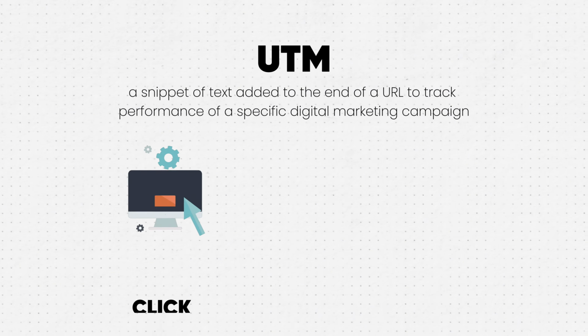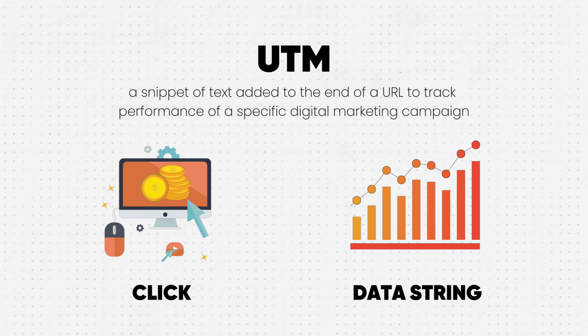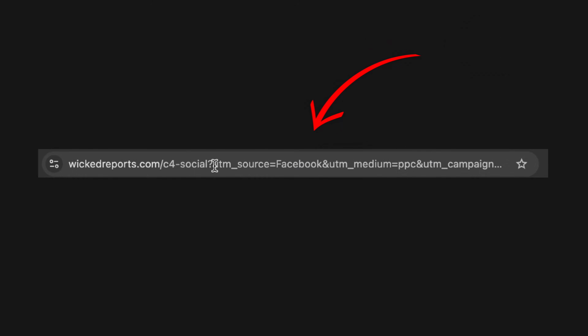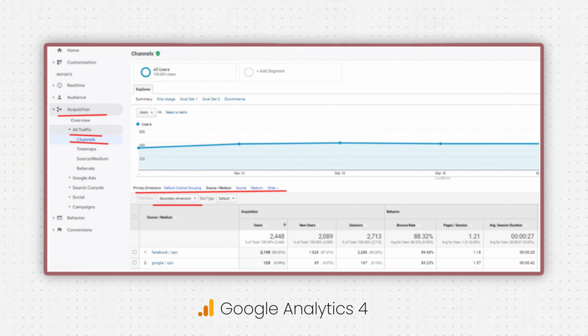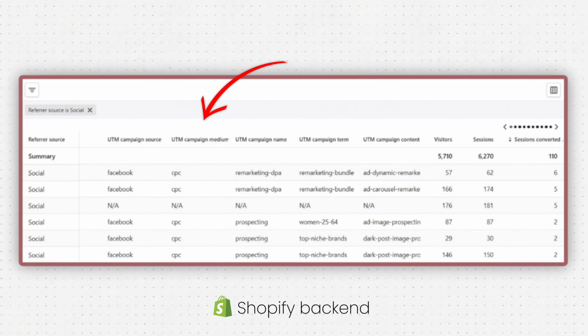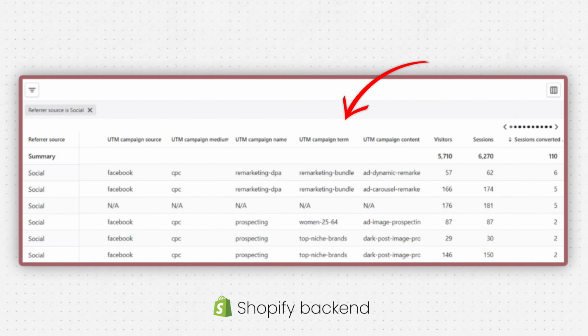UTMs or URL parameters are used to mark each click with a data string, which usually appears in the URL after the click. If you've been browsing on your computer, once you clicked on an ad, you can often see the string with that UTM parameter. This is going to enable you to use systems like Google Analytics 4 or Shopify's backend and a lot of similar ones, and then to see the string in the backend of the server or the device.